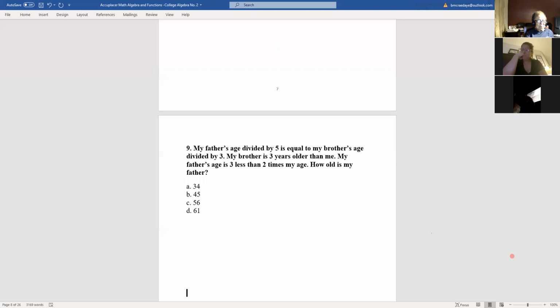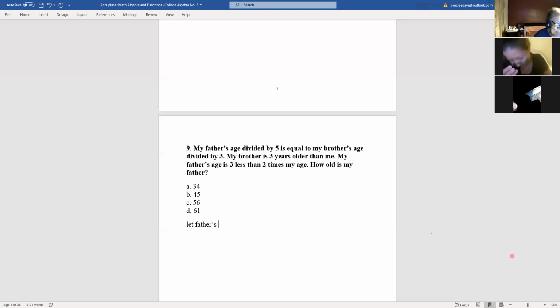You gotta say let father's age. I don't know how to set it up. How would you set it up? Let father's age. You want to say let father's age be equal to what? How do we know his age, though? It's not saying it. That's what you're trying to find. You have to set it up to find your father's age. That's how you do this.